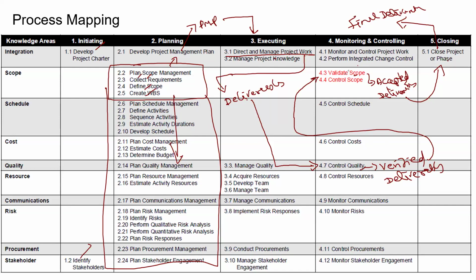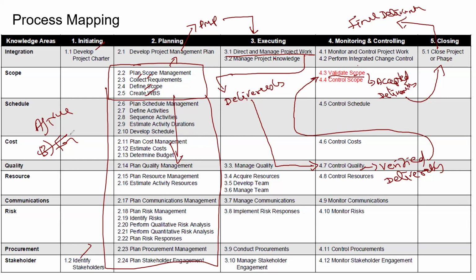Question. Validate scope will happen only at the end of the project. Type in the chat box. A, this is a true statement. B, this is a false statement. Validate scope will happen only at the end of the project is a false statement. It will happen whenever there is a deliverable or at the end of a phase. At the end of a phase, or whenever you have key deliverables, you will go for validate scope.